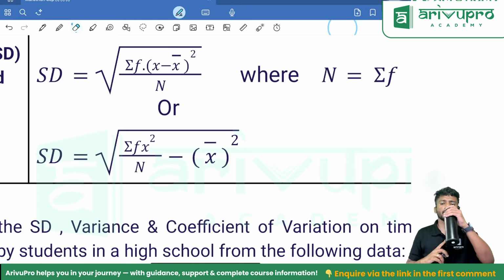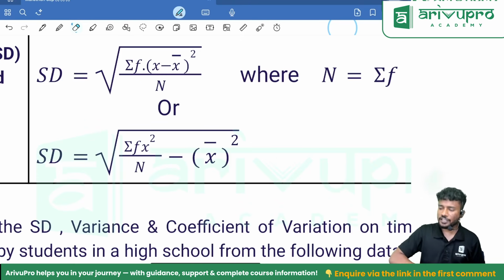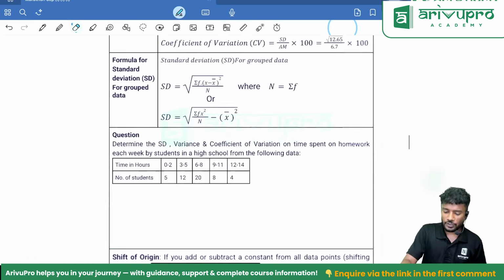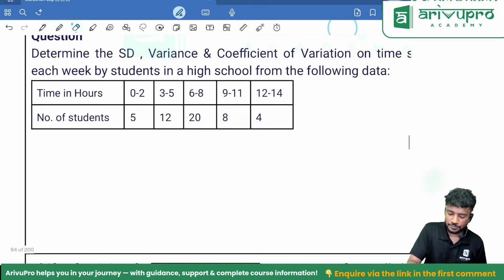What is this n over here? Summation of f. How will you find this x if it is continuous data? You will find the mid value. Now look at this question. Everyone try this.